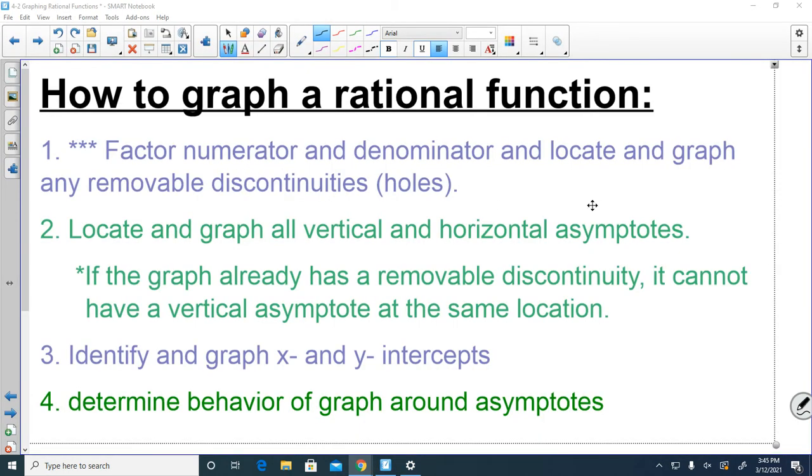Now, we're not going to see a lot of holes in this lesson, but you do need to know that they're there. The next step would be to find all vertical and horizontal asymptotes, then locate and graph all of those. And also note, if there's already a removable discontinuity, then it can't have a vertical asymptote. So if you find that there was a hole at that point, then the hole would exist and not the vertical asymptote.